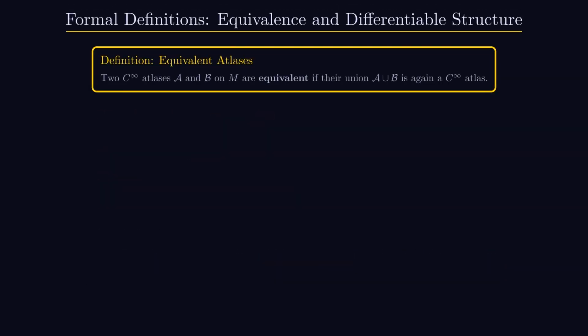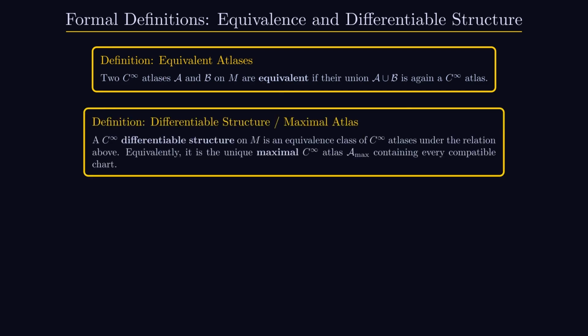Two C-infinity atlases on M are equivalent if their union, the atlas obtained by pooling all charts from both, is itself a C-infinity atlas. Concretely, this means that every chart from the first atlas is C-infinity compatible with every chart from the second atlas, meaning all transition maps between them are C-infinity. A C-infinity differentiable structure on M is an equivalence class of C-infinity atlases under this relation. Equivalently, one can specify a differentiable structure by choosing the unique maximal C-infinity atlas in that equivalence class.